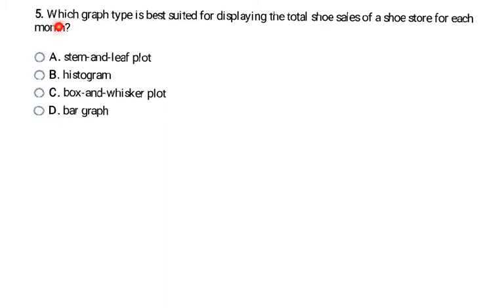This example says, which graph type is best suited for displaying the total shoe sales of a shoe store for each month? Well, okay, it wants to display it for each month. Month is a category type data. January, February, March, April. That's not a number. It's a category. And so the only one that we have that deals with categorical data is a histogram. So that's going to be letter B as our answer.